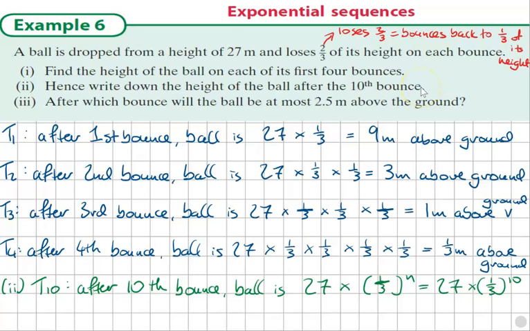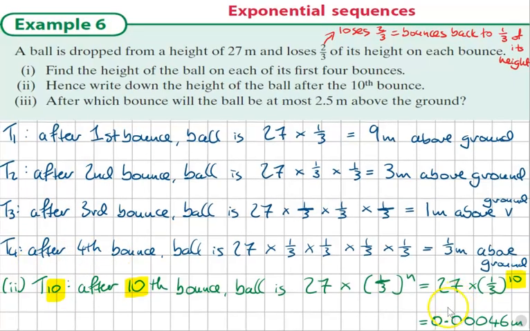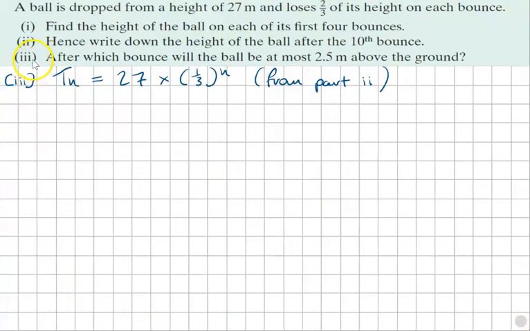So we're just going to follow the pattern that we had. So term 10, so after the 10th bounce, the ball is going to be 27 times 1/3 to the power of n. So it's going to be 27 times 1/3 to the power of 10, because we're looking for the 10th bounce. And that gives us 0.00046 meters.